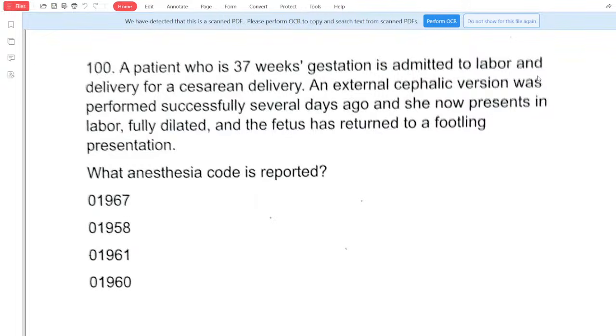Yes, sure. Anatomy and medical terminology, okay, we will discuss it. No issues.